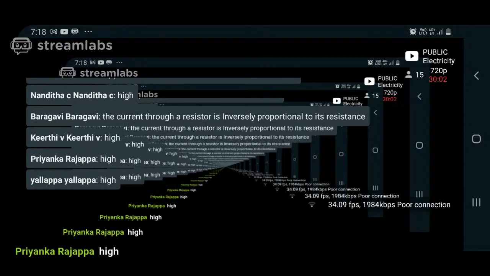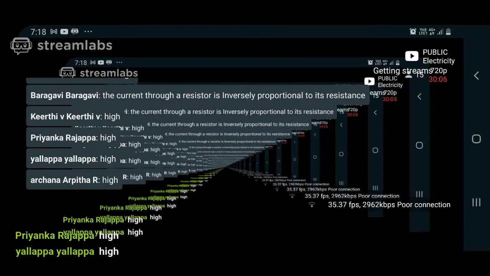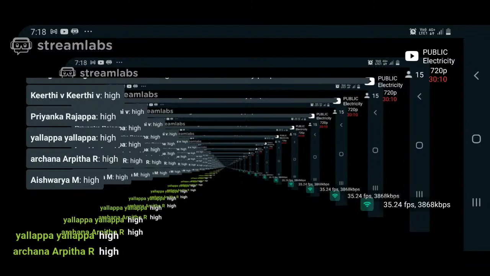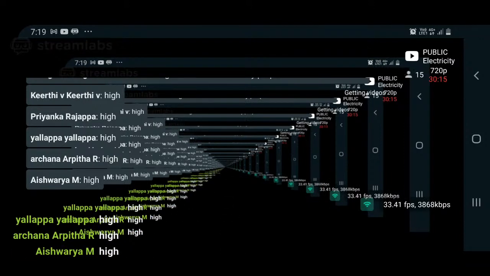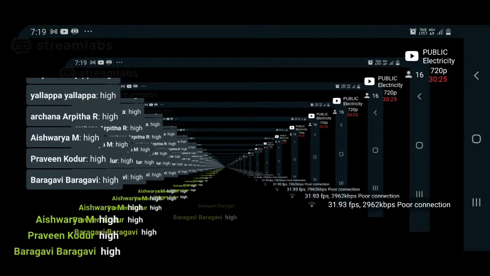Even Kirti, Priyanka and Nandita, whether you were answering for resistivity or the flow of the current. Okay, high in the sense, what is high? The flow of the current or the resistance? Everybody is giving the answer as high. What is high?